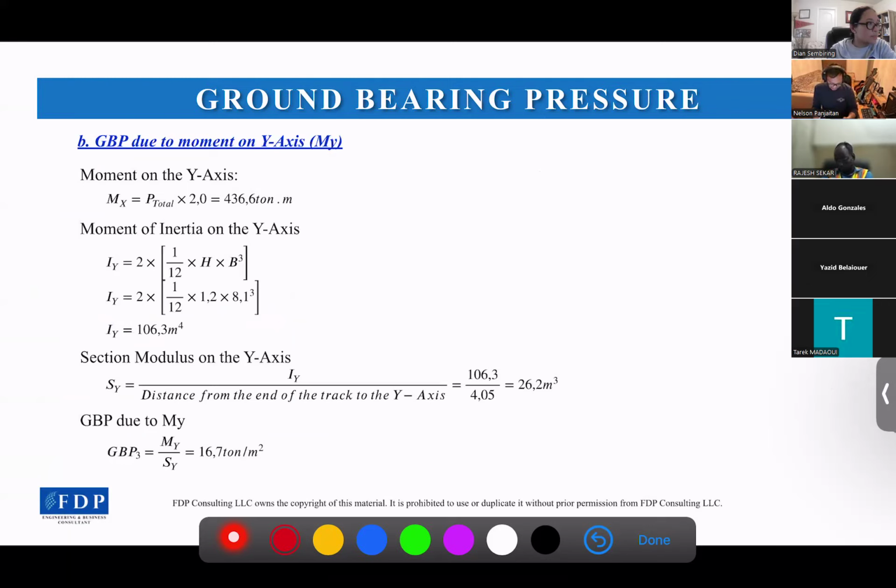And then we calculate the section modulus, and then we get the ground bearing pressure. It is the same process as with the moment X. We get 16.7 ton per square meter for the ground bearing pressure due to the moment about the y-axis. Now, how is this ground bearing pressure going to be distributed to the tracks?